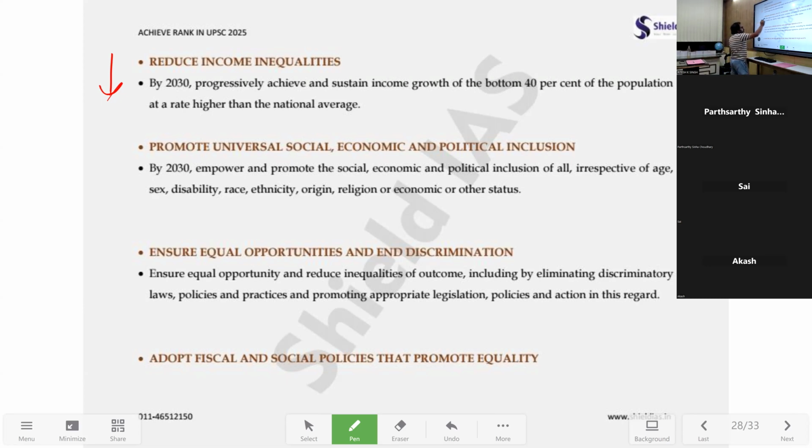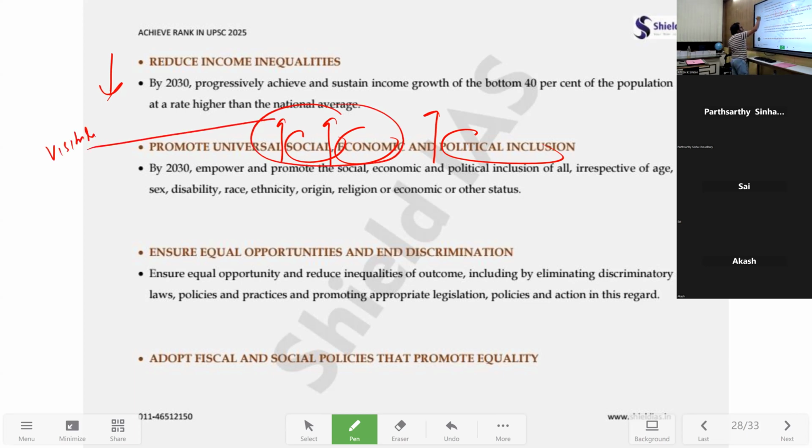It will now promote universal social, economic, and political inclusion. Gradually, when people are socially and economically empowered, political empowerment definitely happens, because those communities which are socially and economically empowered have now got more visibility and voice. They can speak up for their rights, and hence they will have more say in political affairs, more political participation.